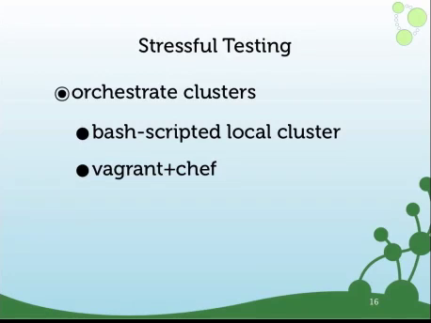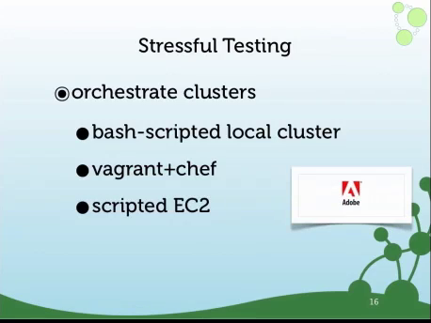You could have virtual machines that are spun up with something like Vagrant in combination with some Chef recipes. That's also very convenient for doing cluster testing to see how that behaves differently than just using a single server. Or you could even just completely script out an EC2 deployment. This is what Adobe has done.